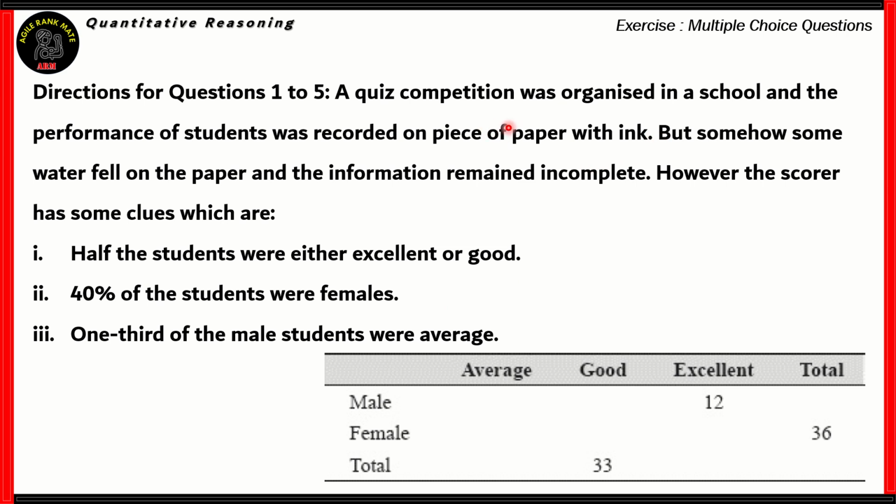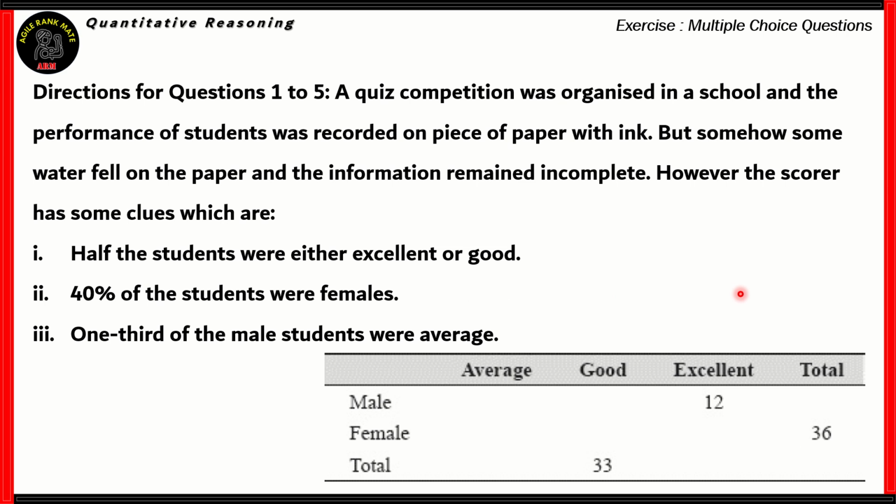A quiz competition was organized in a school and the performance of students was recorded on a piece of paper with ink. But somehow, some water fell on the paper and the information remained incomplete. However, the scorer has some clues, which are as follows. Number 1, half of the students were either excellent or good. Number 2, 40% of the students were females, and 1/3 of the male students were average. Also, we've got the incomplete sheet here, which says that the total number of good students is 33, the male excellent students are 12, and the total number of females is 36.